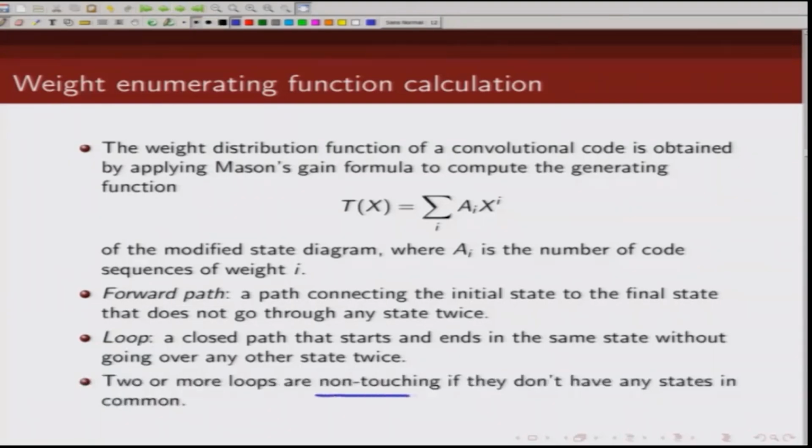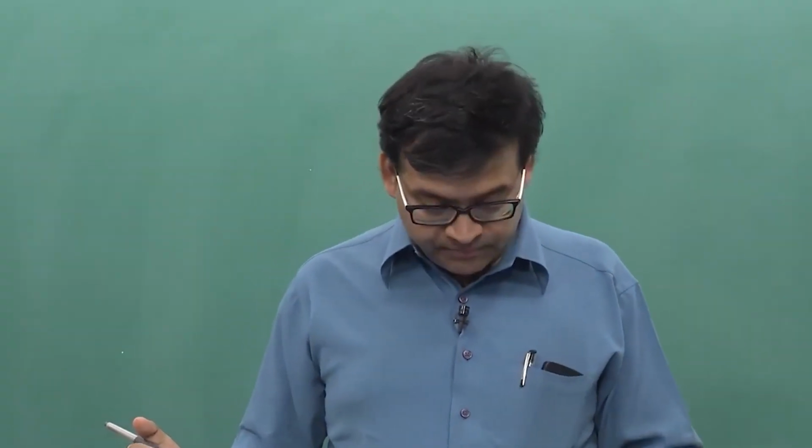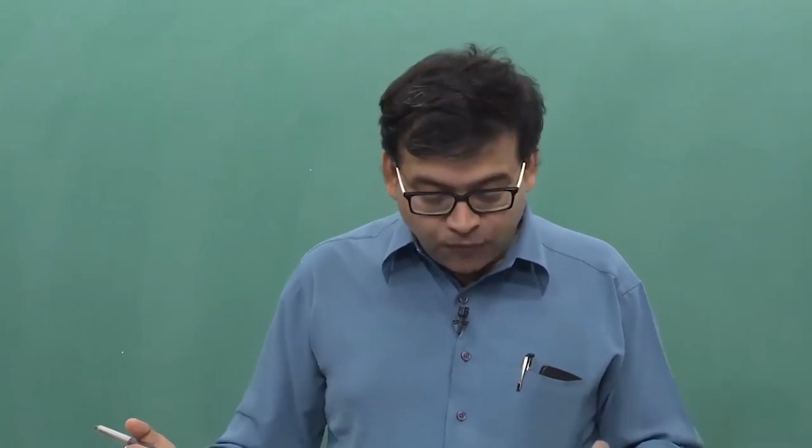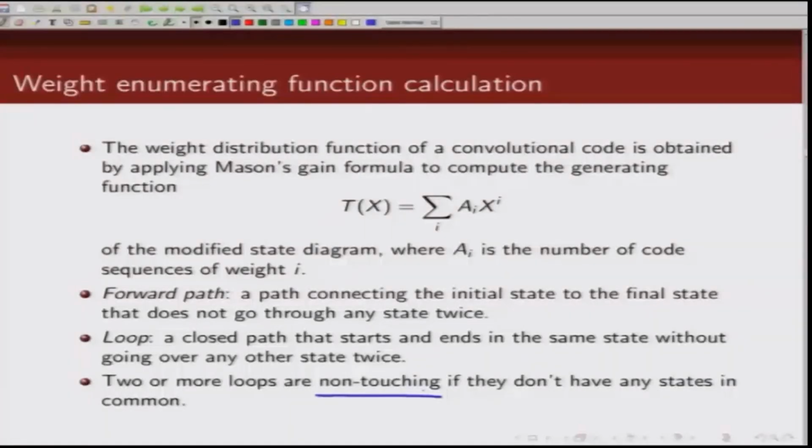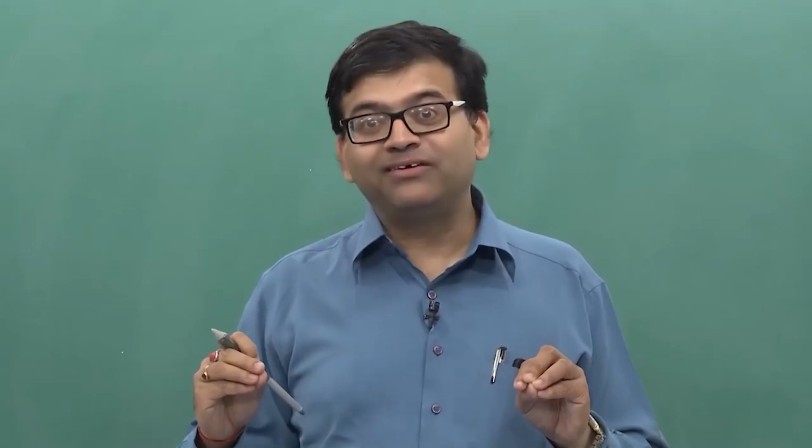When do we say two loops are non-touching? We say two loops are non-touching if they do not have any state in common. So, again I repeat these three definitions. A forward path is a path from the initial state to the final state without visiting any state twice. A loop is a closed path starting and ending at the same state without going over the same state twice, and two or more loops are non-touching if they do not have any state in common.